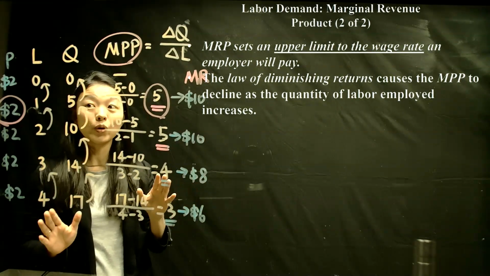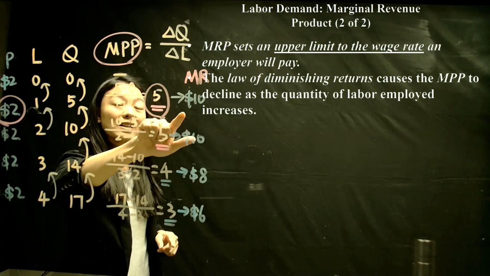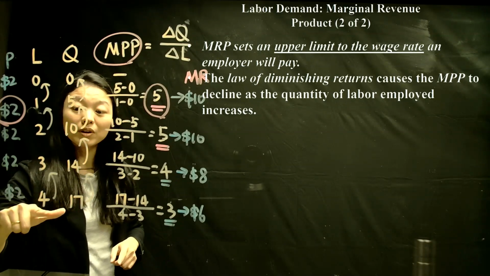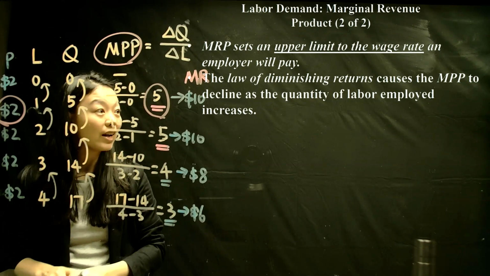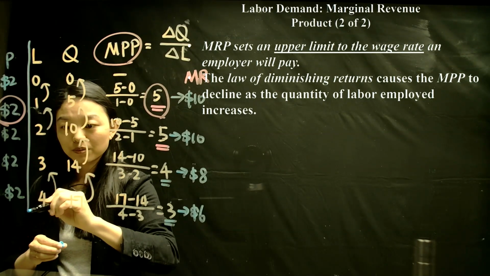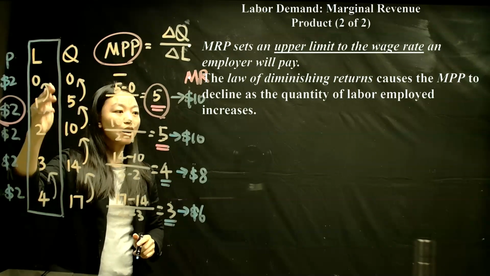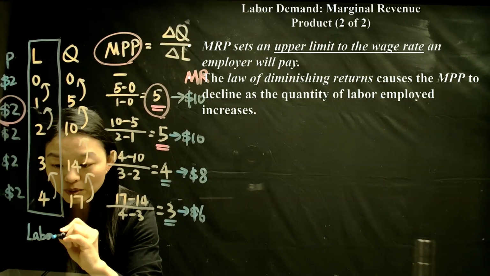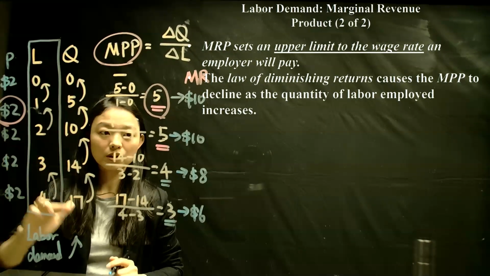So this is another way to explain why the demand curve is downward sloping. Marginal returns set the upper limit for the wages, right? As more workers are hired, this wage rate declines. So you can see the relationship now. Look at this column here, which shows the labor hired increasing. So this is labor demand increasing.